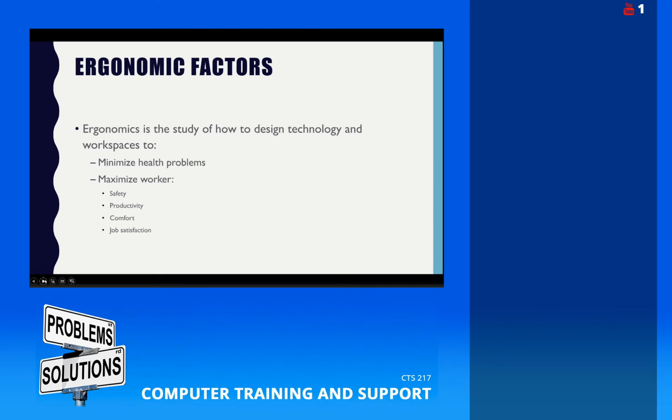Then there's ergonomic factors. Now, we've talked a little bit about ergonomics in the past, and ergonomics is the study of how to design technology and workspaces to minimize worker health problems and maximize safety, productivity, comfort, and job satisfaction.